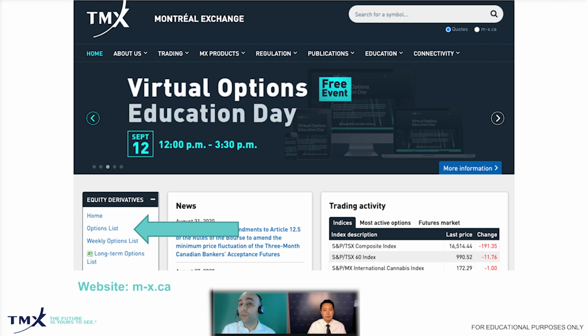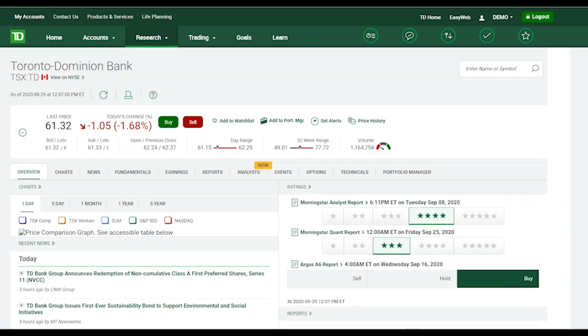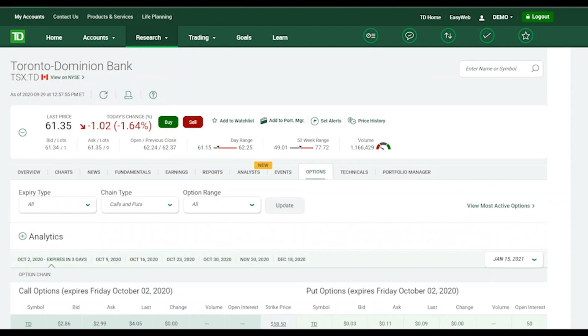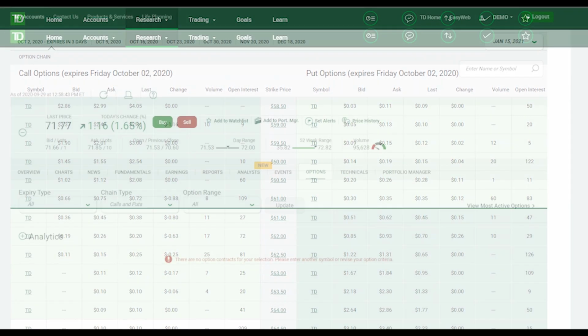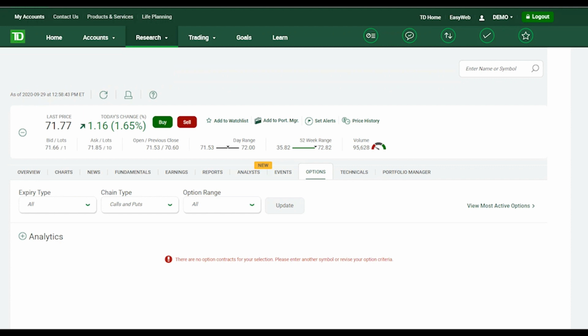Perfect. And let me show you how to do it in WebBroker as well, if you have a stock in mind and you want to find out if there's an option chain on it. In order to see if your stock has options trading on it, while you're researching your stock, click on the Options tab. If your stock has options, you will get an option chain, as seen here below. If the stock that you're researching does not have options, you'll see this message.